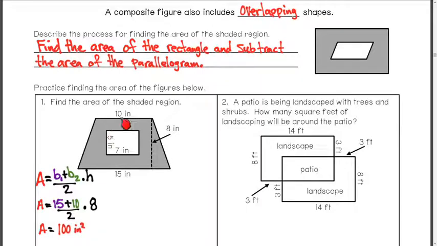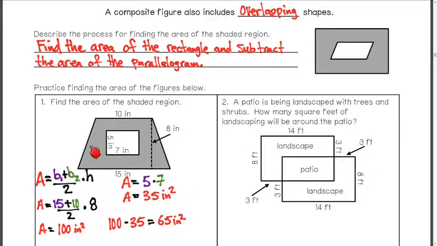I then do the same thing for the inside here. That's a rectangle, so area equals base times height. We would get area equals 35, and so I just take 100 minus 35 because I'm getting rid of that piece, that's subtraction, and I would get 65 inches squared. So I know that the shaded region here has 65 square inches of area.